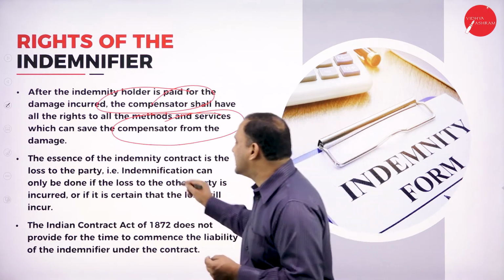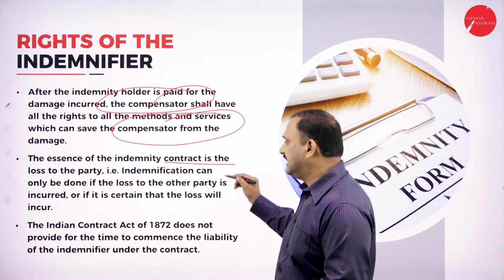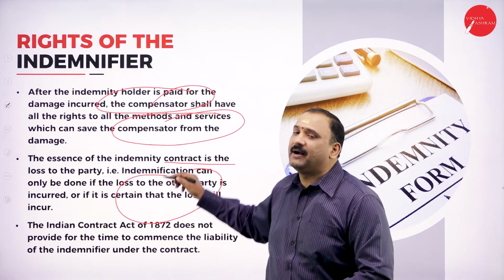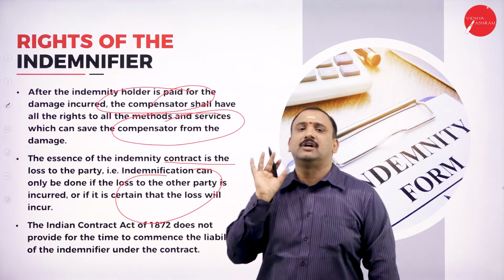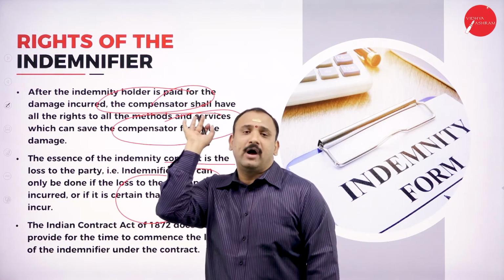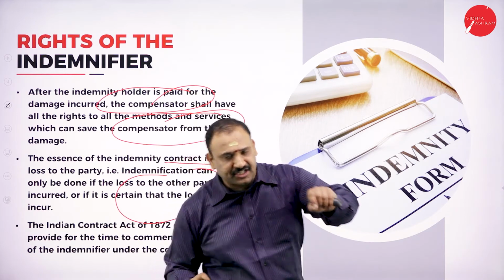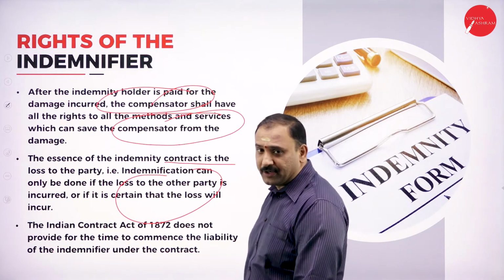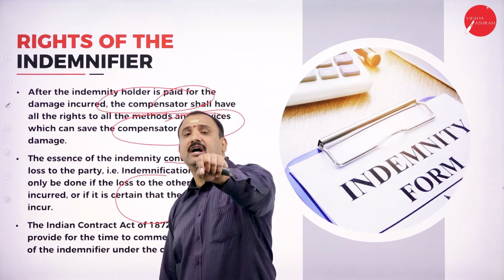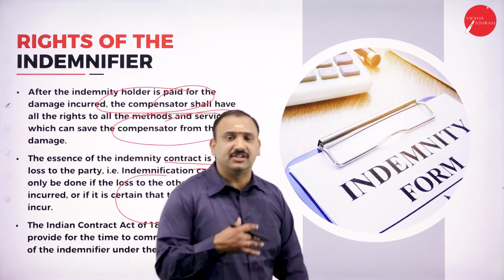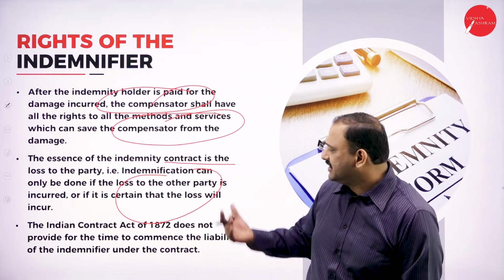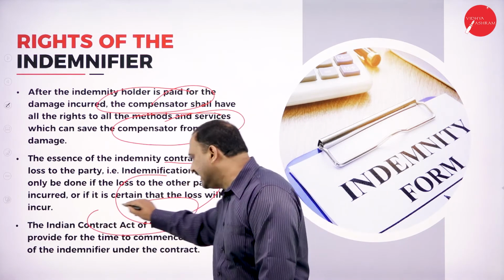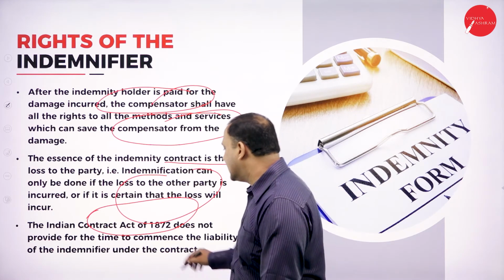The next one is that the essence of an indemnity contract is the loss to the party. Indemnification itself is done only if the loss to the other party is incurred or if it is certain that the loss will be incurred. Now, it is not every time that I have to go and give compensation, only on the basis that if the loss is going to happen, if there is going to be damage, if there is going to be any scenario arising like that, then we are going to talk about indemnification. If there is no loss happening, if there is no scenario like that, then the contract of indemnity shall not hold any good.